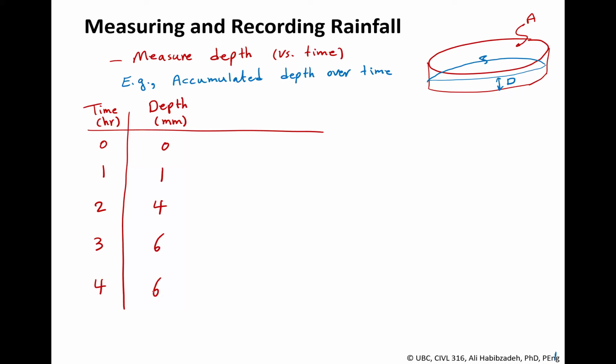What does it mean? It means rain stopped. After 3 hours, the rain stopped, so there's no rainfall. So that's why it stopped at 6. Okay, so how do we use this and how do you interpret this?